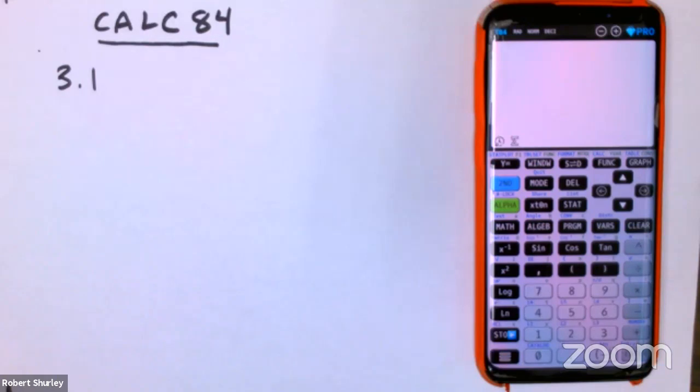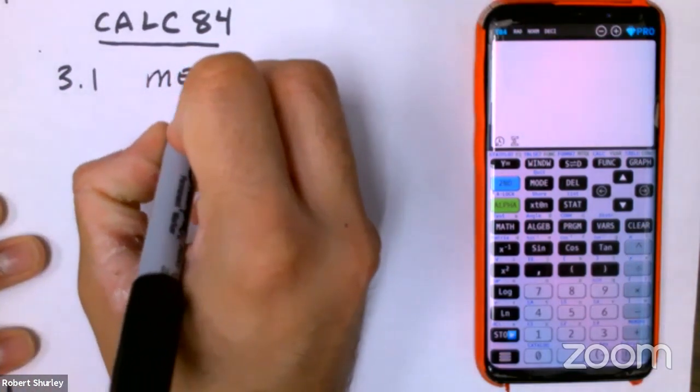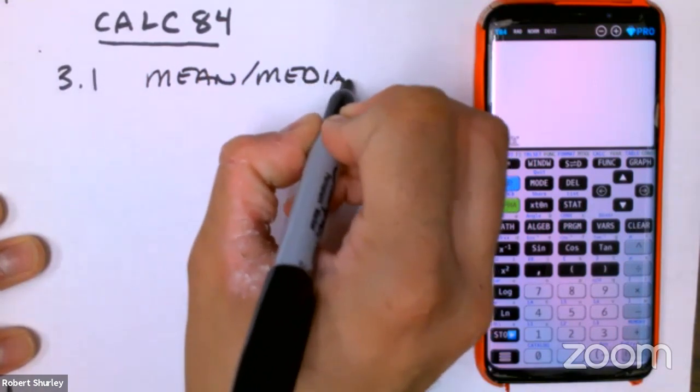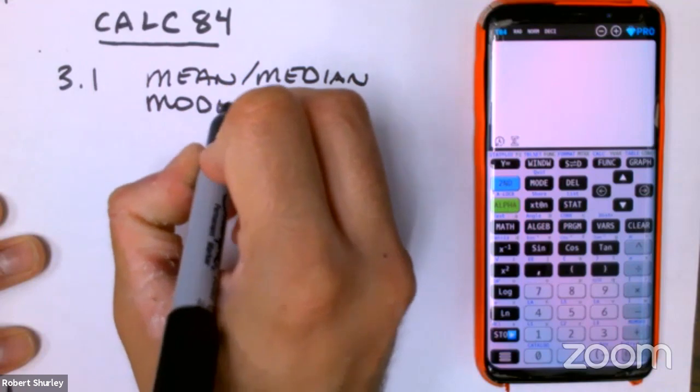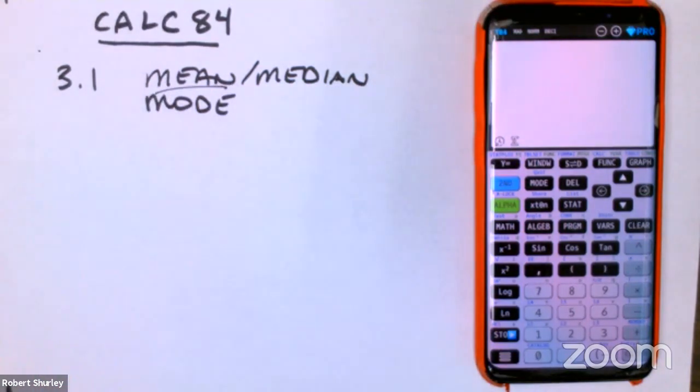Chapter 3, though, we actually get into some actual math, which is nice. And chapter 3.1 is over measures of center. And we know the main measures of center, hopefully by now. The mean, median, mode, right? Mean, median, and then mode.